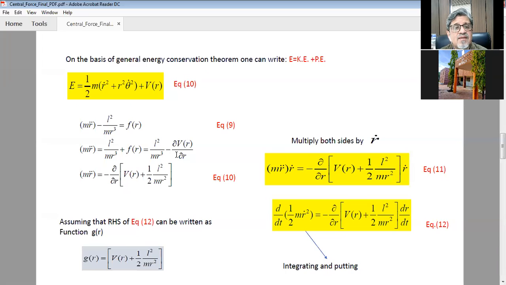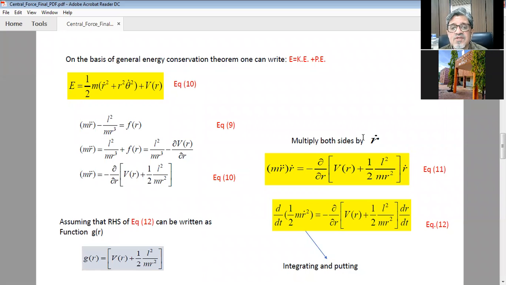Now if you want to take del by del r common, then we have taken the differentiation out, so we have to integrate it. Once we open the bracket, we get the original term. So we have taken this differential out of the bracket: minus del by del r of V(r), this is the term, taken after the integration. If we open the bracket, we will come to this part automatically. So this is equation number 10.